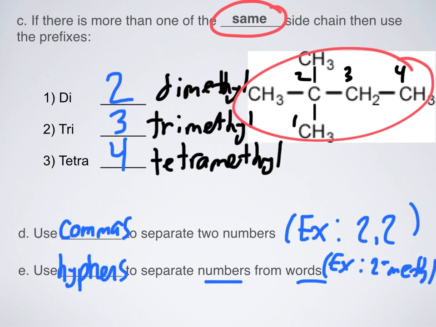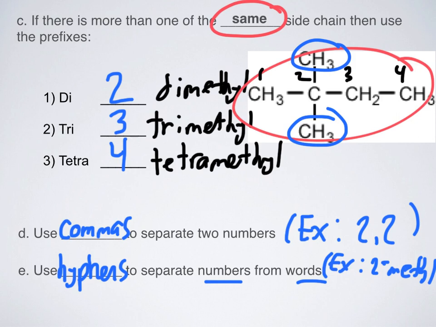Again, the nice thing is it doesn't matter which way you go. The only way you can't go is if you worked backwards. So you couldn't number this backwards, because if you did that, the side chains would happen at a larger number. So these side chains right here have to be on the smallest number possible.